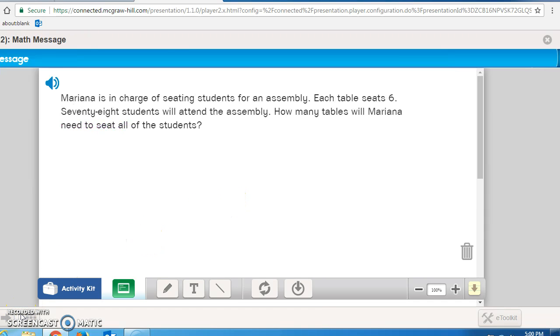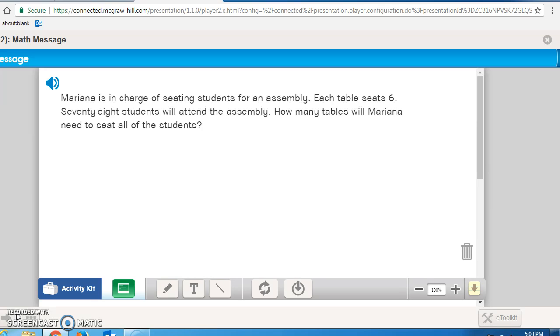It's really important that you read along to this next problem because I'm going to be asking you a few questions, and it's important you know to do what this question is going to be asking you. Mariana is in charge of seating students for an assembly. Each table seats 6. 78 students will attend the assembly. How many tables will Mariana need to seat all of the students?